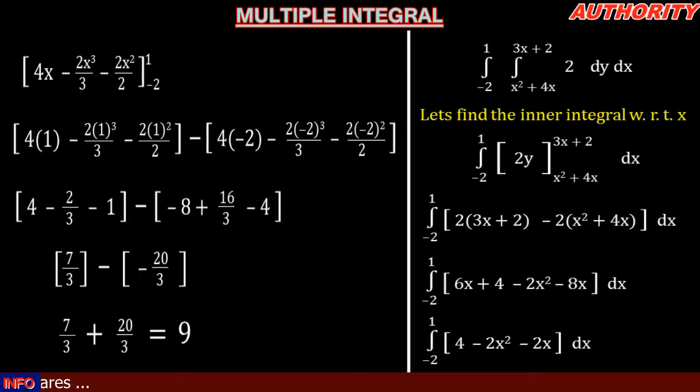So therefore, the answer to the double integral over the region R of 2 dx dy, where the region R is bounded by y equal to x squared plus 4x, and y equal to 3x plus 2, is giving us 9. All right, yes, thank you very much. Please, let's take more examples.